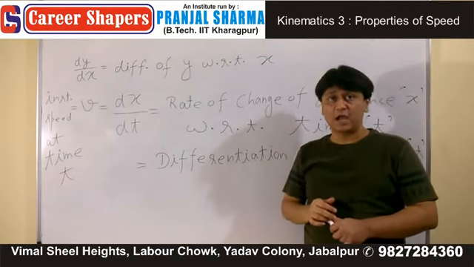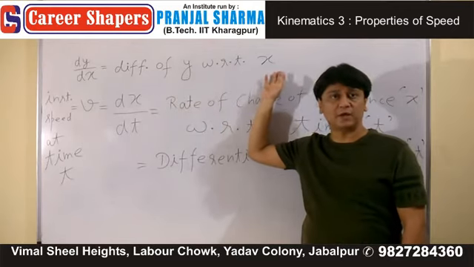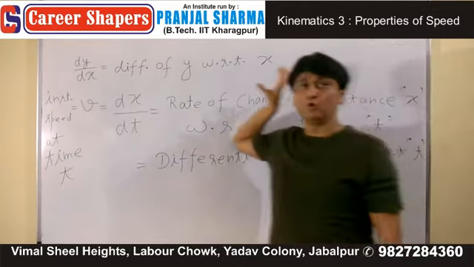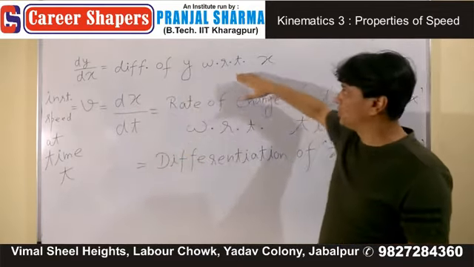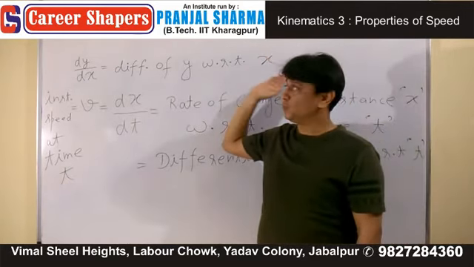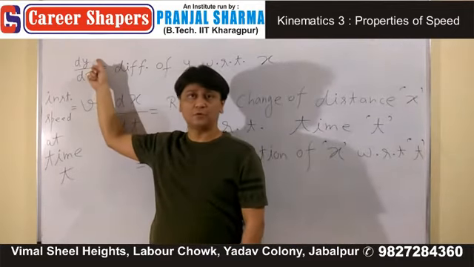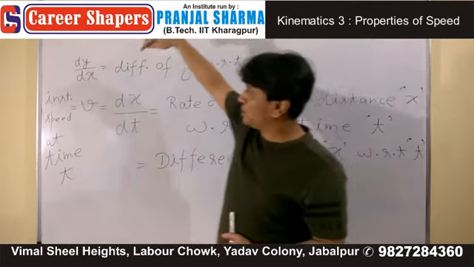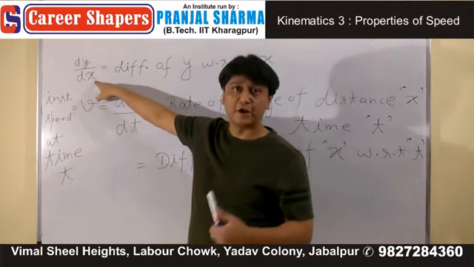What is dy upon dx? We'll call it differentiation of y with respect to x. What is y? What is x? We have no idea. The way you read something like this is differentiation of y with respect to x. What basically is this? Basically it is the rate of change of y with respect to x. Rate of change of the numerator with respect to the denominator.